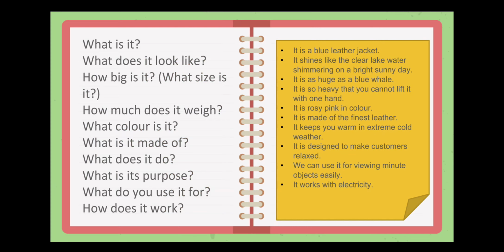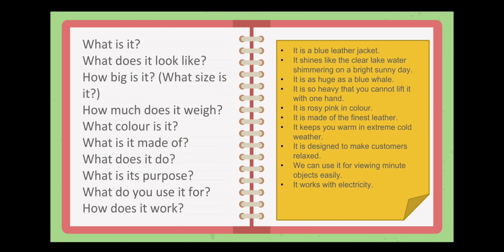When you are describing something, you can talk about what it is. So you will tell its name. It's a blue leather jacket. What does it look like? How big is it? What size is it? It shines like the clear lake water shimmering on a bright sunny day. It is as huge as a blue whale. And how much does it weigh? It is so heavy that you cannot lift it with one hand. What color is it? It is rosy pink in color.